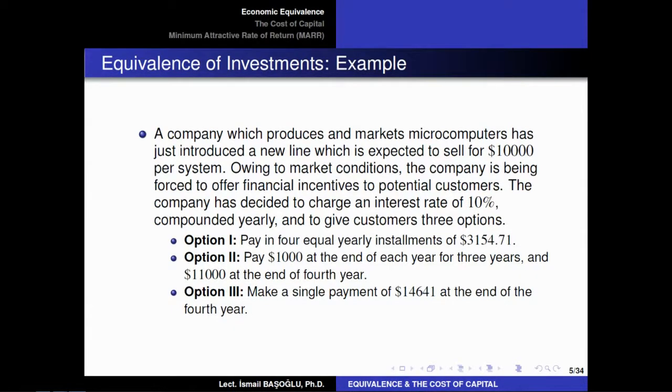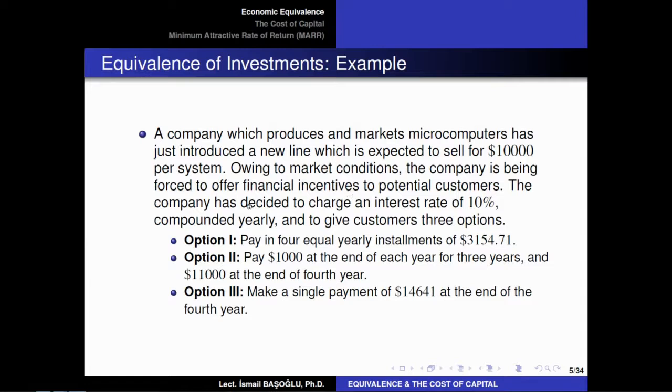However, there are some market conditions. Unfortunately, the potential customers cannot pay such a large amount of money immediately. Therefore, the company thinks about offering financial incentives to potential customers. So what does incentive mean? Another way of payment which can ease the payment process for the customer.